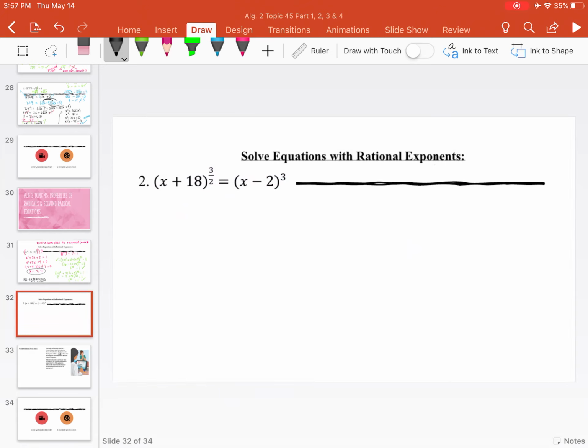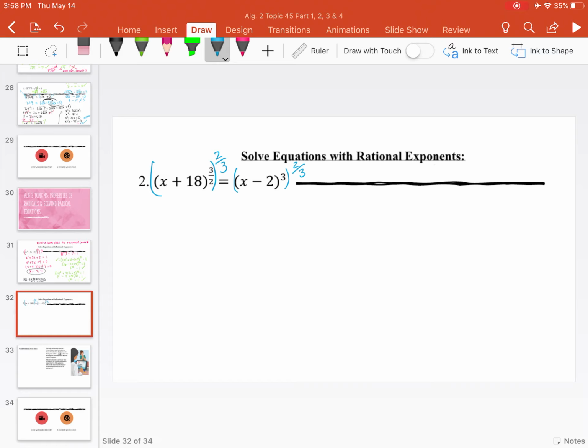Let's try another example. (x plus 18) to the 3/2 equals (x minus 2) cubed. Now again, we want to get rid of the rational exponent, so we're going to raise it to the reciprocal power. Even though on the right-hand side we have it raised to an exponent, it will reduce. So the reciprocal power of 3/2 is 2/3. Remember, reciprocal is we're going to take the fraction and flip it.